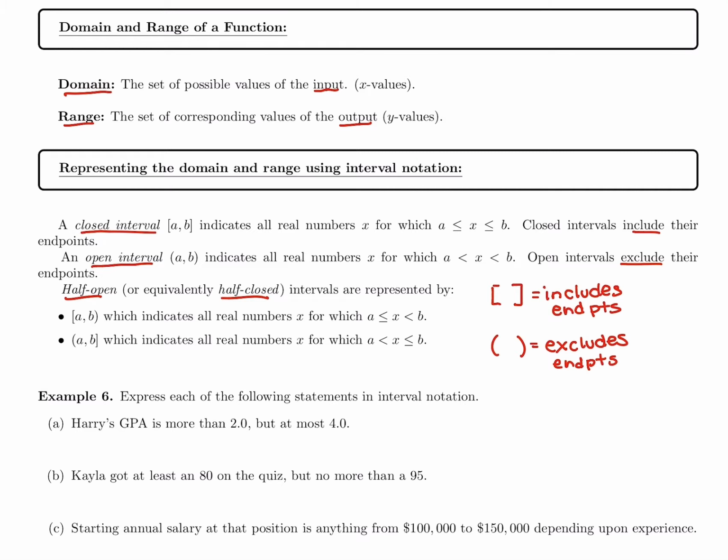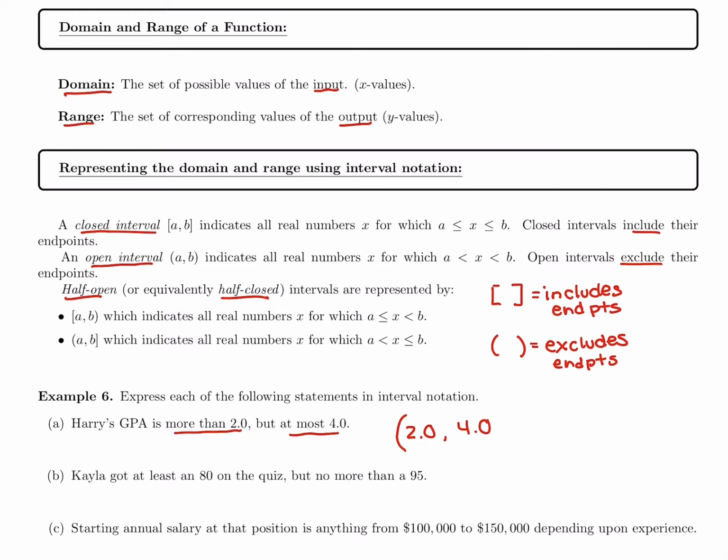So let's look at this using some real life examples. So we want to express the following statements in interval notation. So Harry's GPA is more than 2.0, but at most a 4.0. So we're going from 2.0 to 4.0 for Harry's GPA. So can we be 2.0? That's going to tell us whether we want to use a square, which means we want to include it, or a round, which means we are going to exclude it. It says it's strictly more than a 2.0. So it's not including a 2.0. It's got to be bigger than that. It could be 2.01. It could be a 2.1.